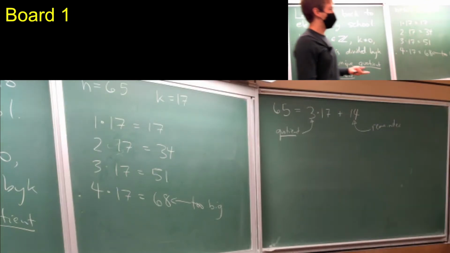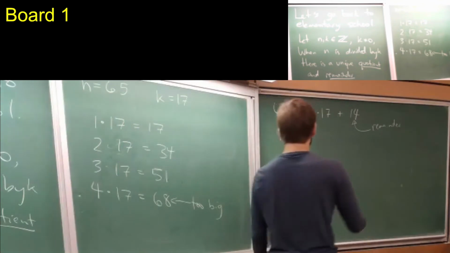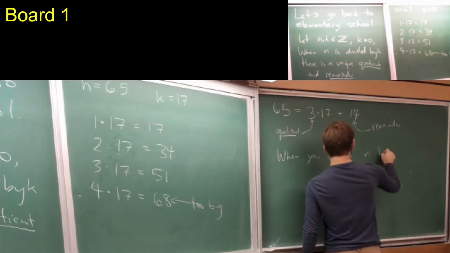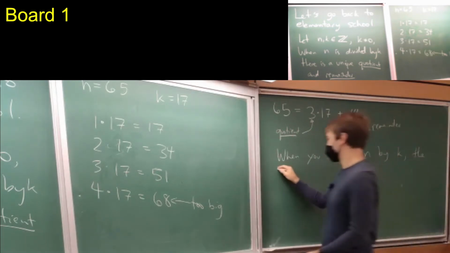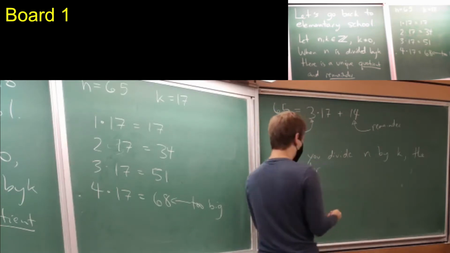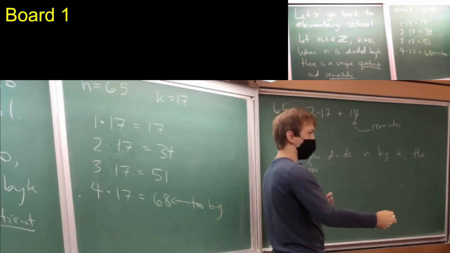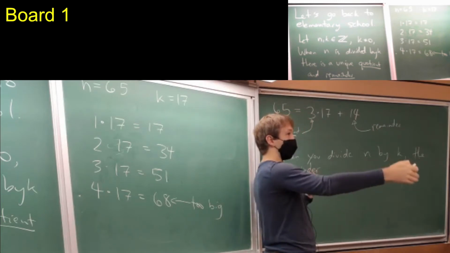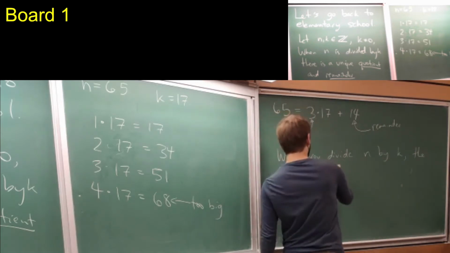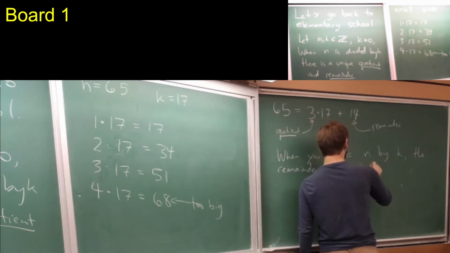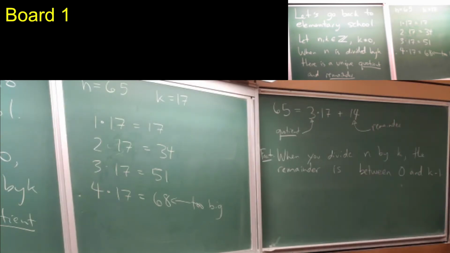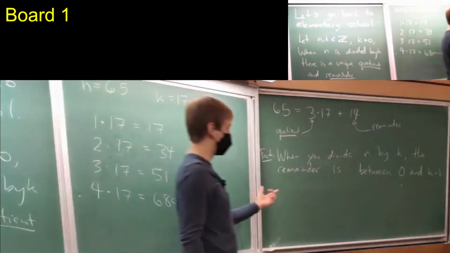And one fact is that when you divide n by k, you can have a remainder of 0, or 1 or 2. You can't have a remainder of k or bigger, because if the remainder was k or k plus 1 or something, I would just take out another k. So the remainder is between 0 and k minus 1. Does this feel familiar? Do you see why this is true?